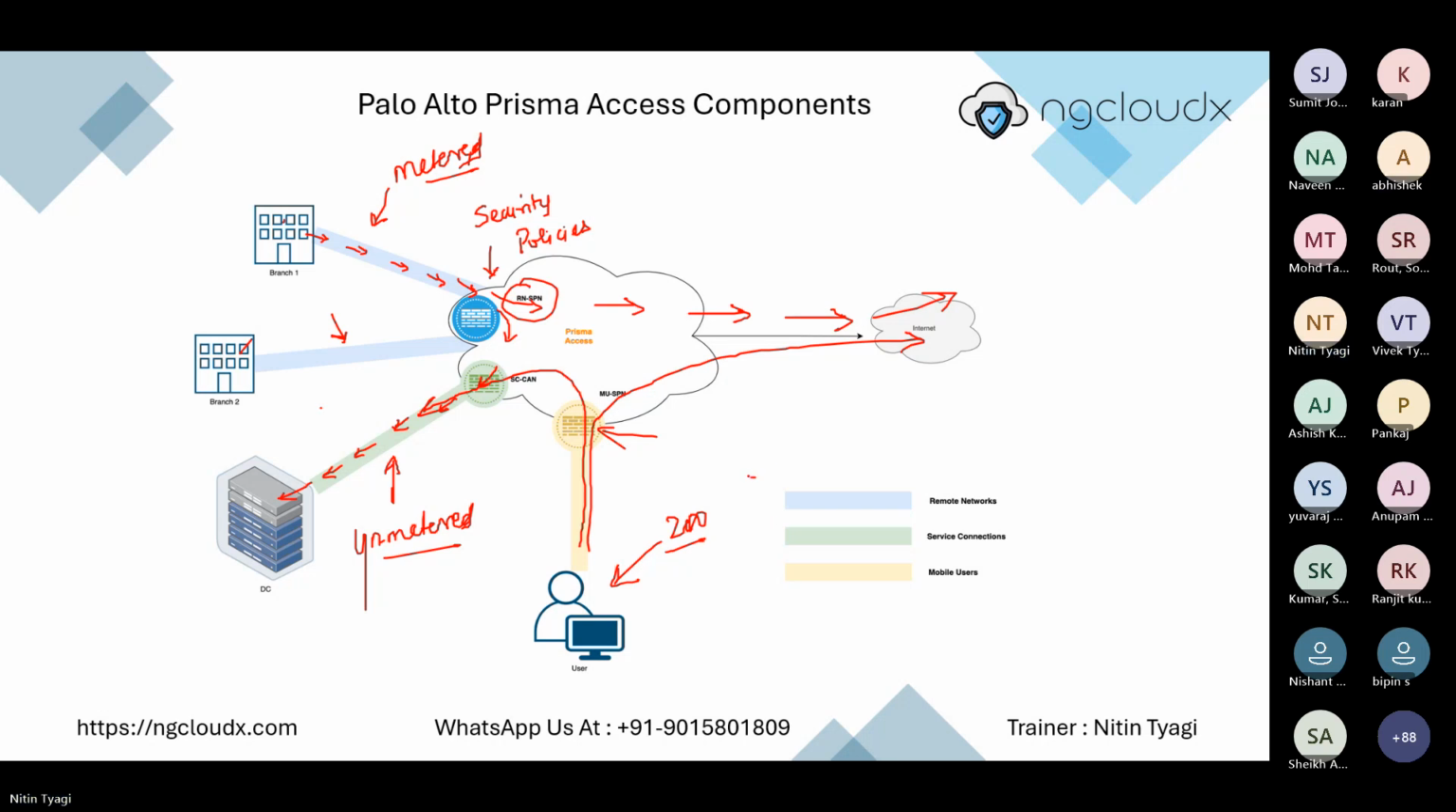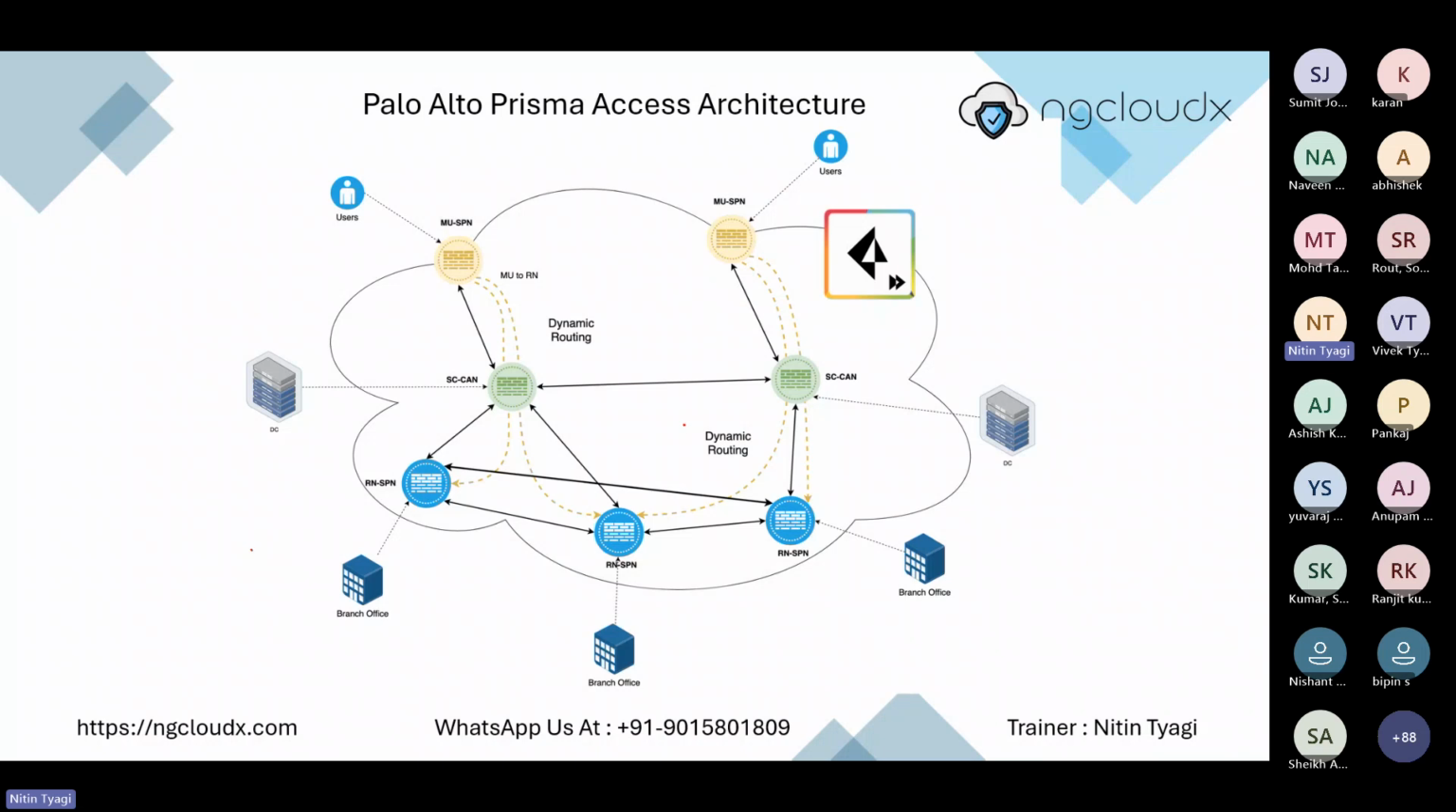Now coming to the internal connectivity, how is RNSPN communicating with SCCAN, or how is MUSPN communicating with RNSPN and all that. Within the cloud of Prisma Access, these nodes are already connected with the help of BGP peering. You need not worry about anything. You can onboard as many as you can.